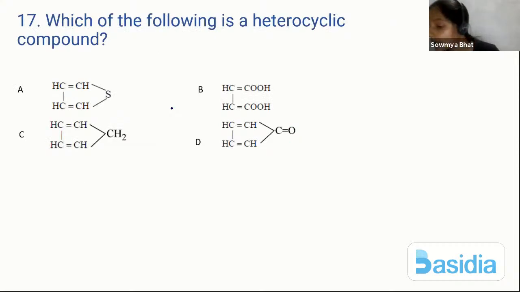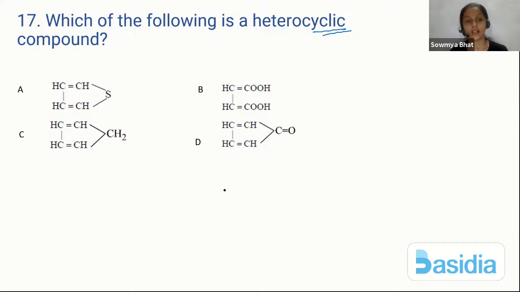Which of the following is a heterocyclic compound is our next question. How do we find it out? It's pretty simple. Just see whether it is a cyclic compound first. Whenever the substance is heterocyclic, it should be a cycle first. So all these are in the ring form. Option B has no ring, it is an open chain structure, so that option is ruled out. Then you have options A, C, and D.